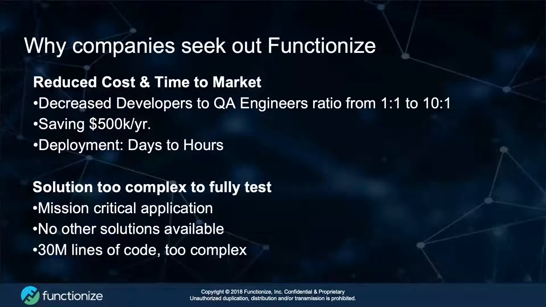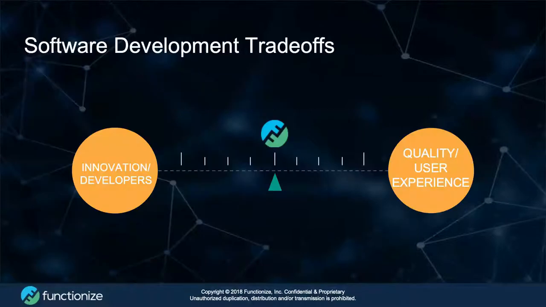Also, a lot of times software is very complex. We've worked with companies that have 30 plus million lines of code. So how do you test a system that's that large? Really, you can't. It's very difficult to do by hand, right? It's very difficult to write your test cases to test software of that size. You wouldn't get good coverage. So the only way to do it is to use artificial intelligence to aid and make your testing more efficient. So those are some of the reasons why companies like to work with us.